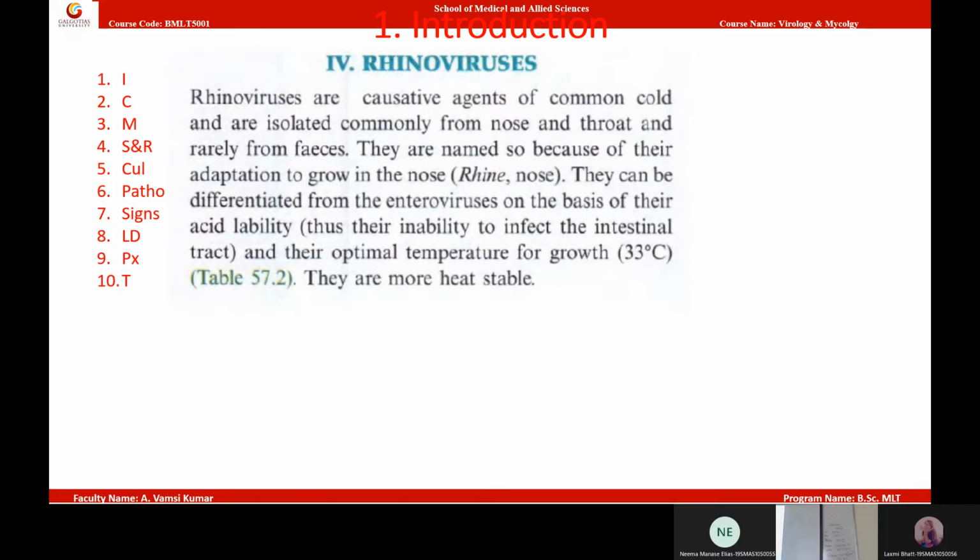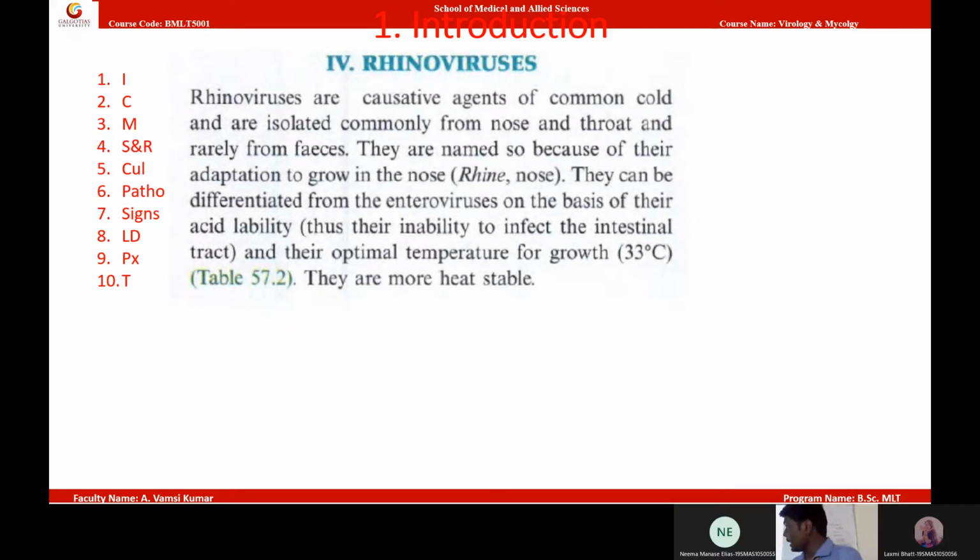What is our body's temperature? 37 degrees centigrade. But due to environmental factors, our body temperature will alter. So the favorite temperature for rhinovirus is 33. In the winter season, there is a high chance of getting viral fever, especially the rhinoviral cold, because body temperature will fluctuate. It will increase and it will drop. That is the reason we will get cold in winter season. Because of reduced temperature, the virus will start replicating in our body.